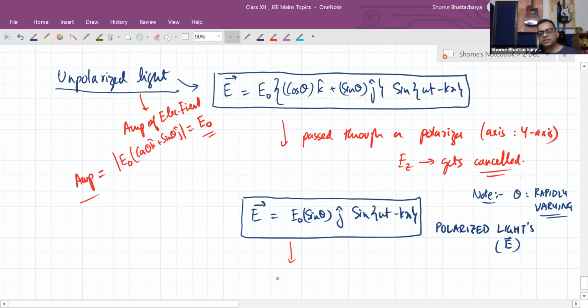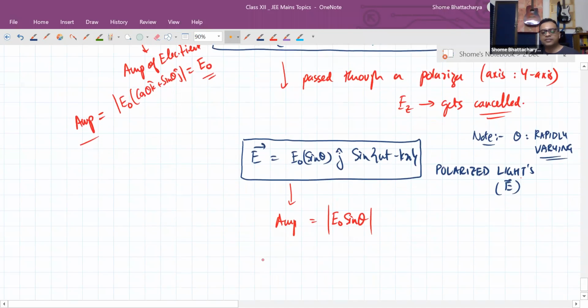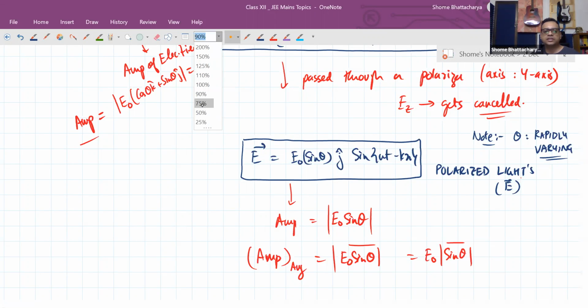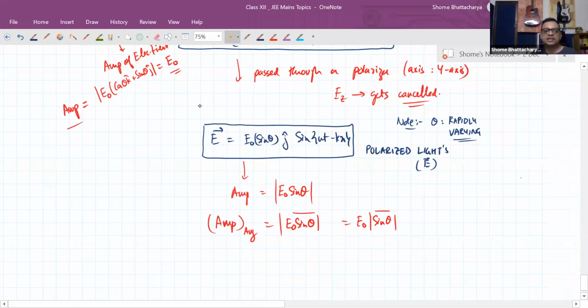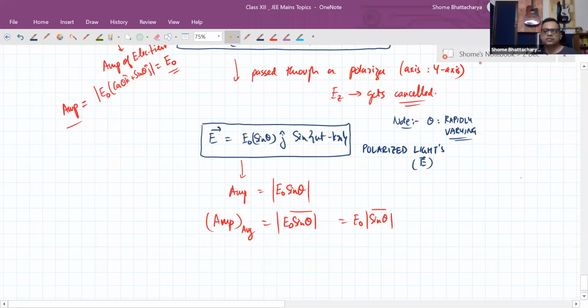But for the polarized light, what is happening? The amplitude is actually like an instantaneous term, mod of E naught sin theta. Because it's rapidly varying, we take the average amplitude as E naught times the average of mod sin theta. This mod sin theta average, you'll remember from AC circuits, is basically 1 by root 2. It's like the RMS value of sin theta.